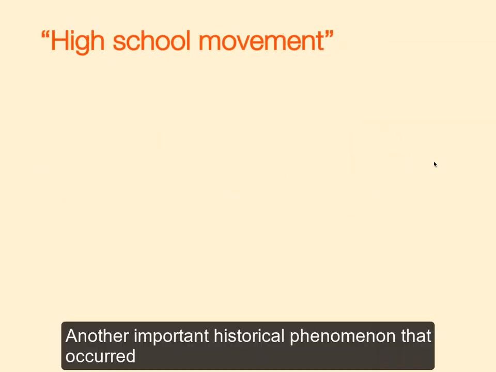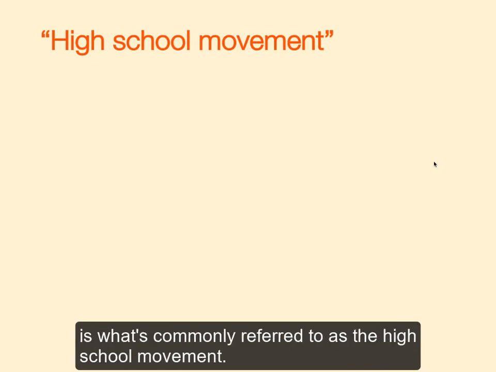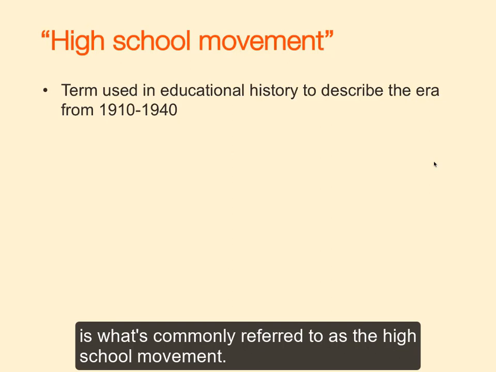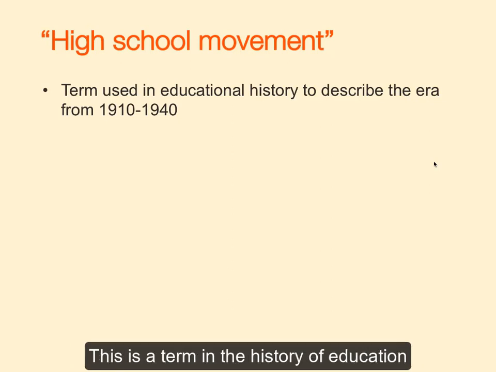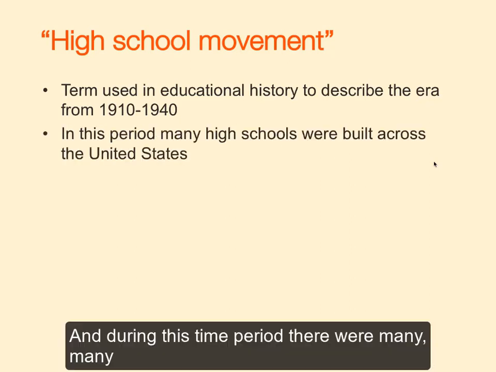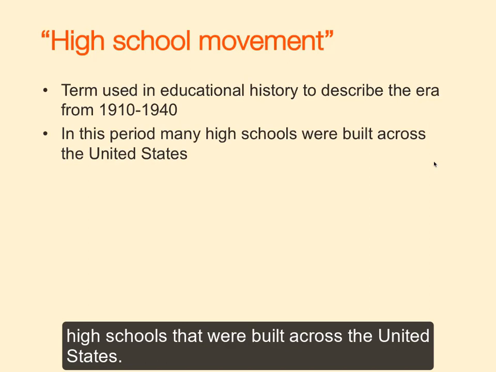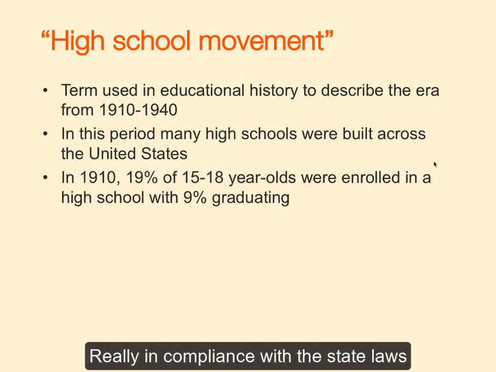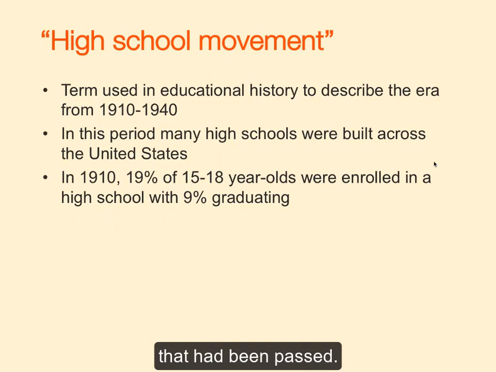Another important historical phenomenon that occurred is what's commonly referred to as the high school movement. This is a term in the history of education to describe the time period approximately from 1910 to 1940. And during this time period, there were many, many high schools that were built across the United States, really in compliance with these state laws that had been passed.